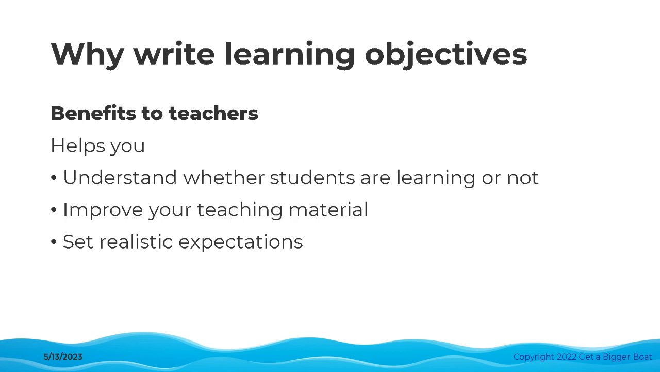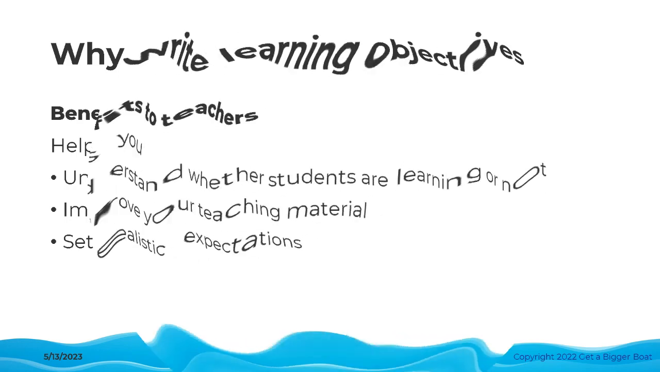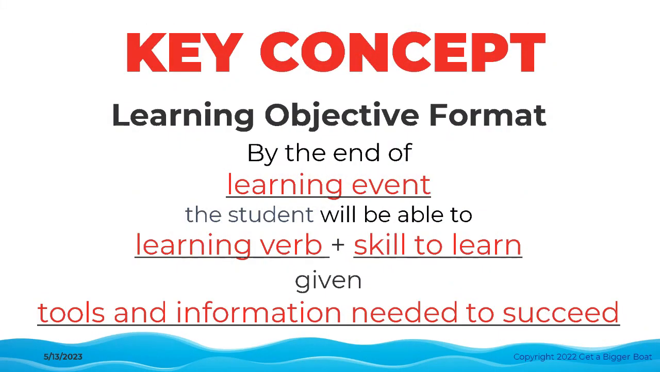Another big advantage of learning objectives, and we'll talk more about this later, is that when you go through the process of writing the objectives, it helps you to see what is realistic for students to actually be able to do based on what we know about how people learn. A learning objective is a sentence written in a very specific format. It always contains these stock phrases: by the end of, the student will be able to, given. To create a learning objective, you just fill in the blanks.